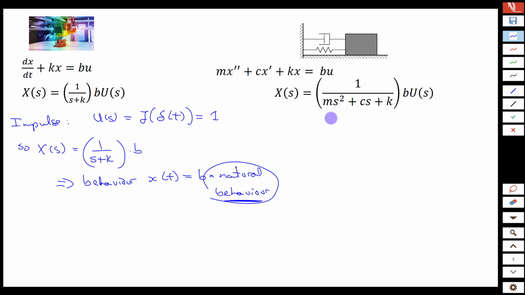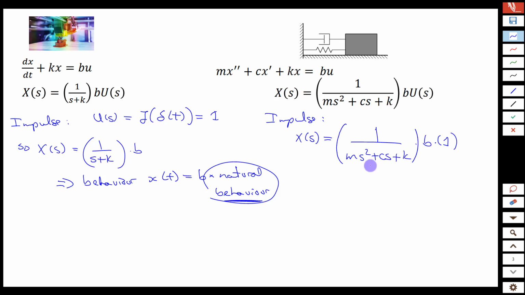And that's actually true for both of these. So if we had the impulse over here, we would have x of s equals 1 over ms squared plus cs plus k, times b, times 1.